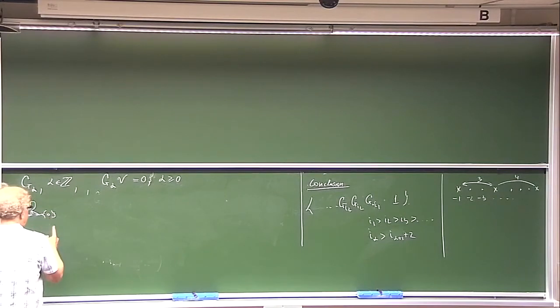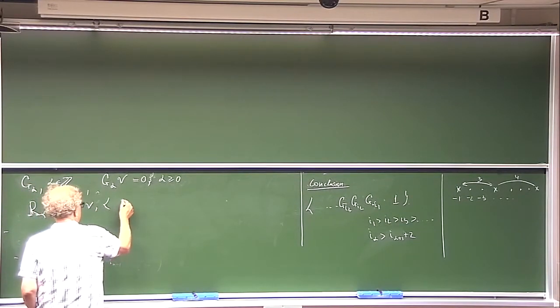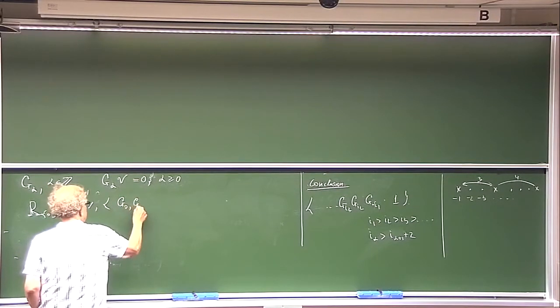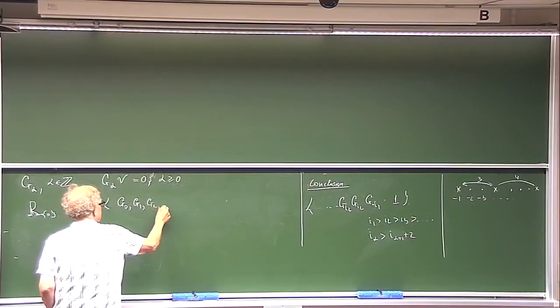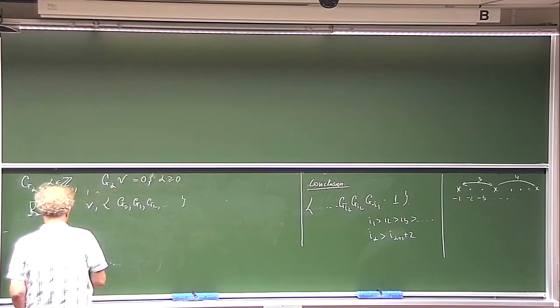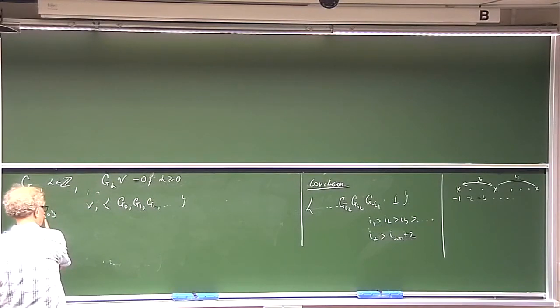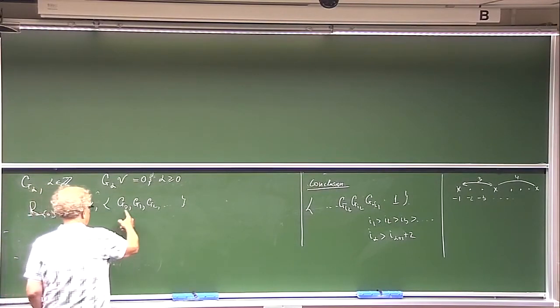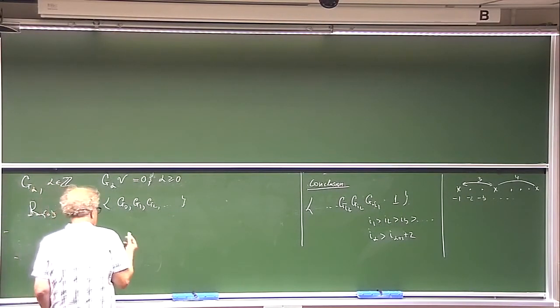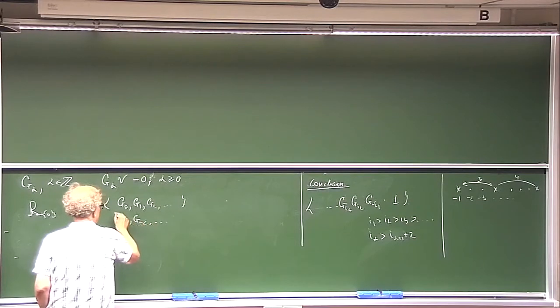This 0 means that the highest weight vector V is killed by G0, G1, G2, and so on. Such elements kill the highest weight vector. And because my algebra is skew-symmetric, it means that on this representation these elements act by 0, and what really acts are the remaining ones, so G minus 1, G minus 2, and so on.